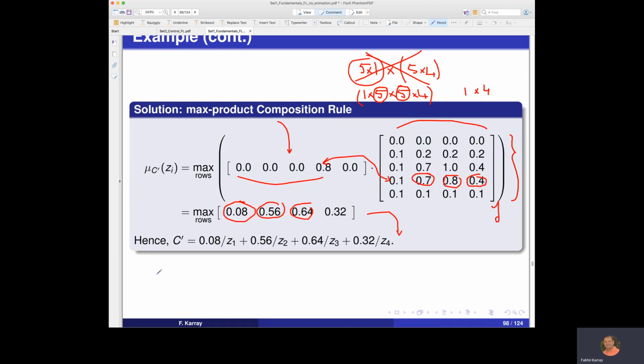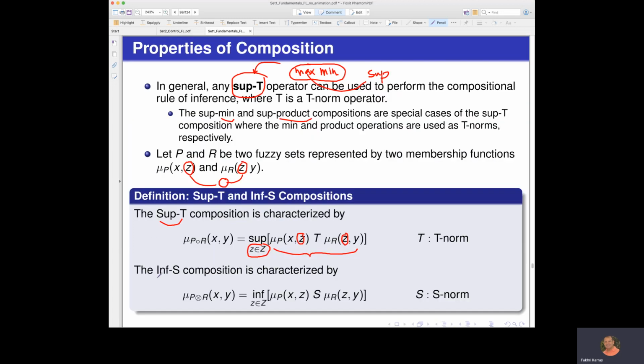So it's called the inf-S. The inf is the dual of the sup operation, and the S is the dual of the T-norm. So this is the T-norm, and this is the max or sup. As you can see, this is a dual type of operation, denoted by this particular type of sign.